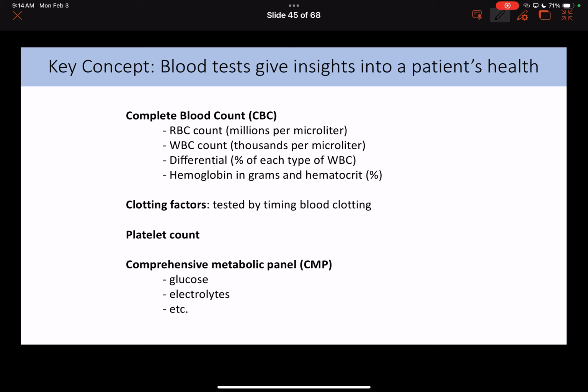We can get a platelet count or also a comprehensive metabolic panel or a CMP, which will tell you all of your solutes in your blood. How much glucose do you have? How much of your electrolytes? How much sodium, potassium, calcium, things like that. Hormones.